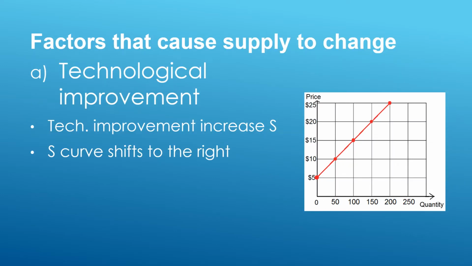Now let's take a look at what factors cause supply to change. Technological improvement. Technology is the application of scientific knowledge for production. So every time we have technological improvement, we have the ability to produce more goods and services. So in that case, the supply curve shifts to the right because at the same price, we can produce more.